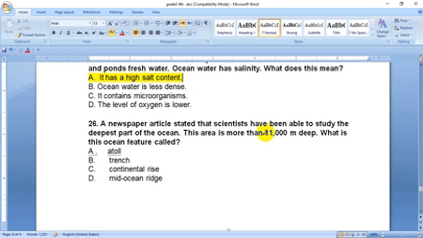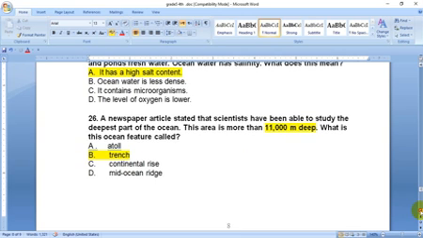Which part of the ocean floor can be 11,000 meters deep? And this means that this part is very deep. Is this an atoll, trench, continental rise, or mid-ocean ridge? As we said, the atoll is a ring of corals around the island. Trench, yes, trench is the deepest part of the ocean floor, and this trench is called the Mariana Trench in the Pacific Ocean, and this is actually the deepest part in the whole oceans, found in the Pacific Ocean and called Mariana Trench.